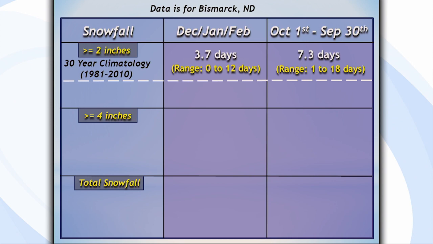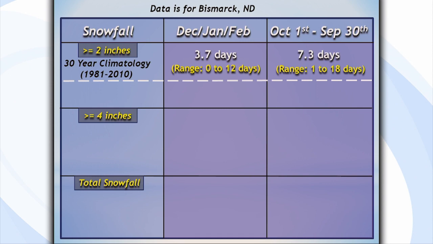The range on that 30-year climatology went from 0 all the way up to 12 days. So you can see it's favoring the lower 1/3 of that. So that 12 days was kind of an outlier. If you look at our yearly snowfall, on average in Bismarck, we would expect around 7.3 days of receiving 2 inches or more, and the range was pretty large, 1 to 18 days.